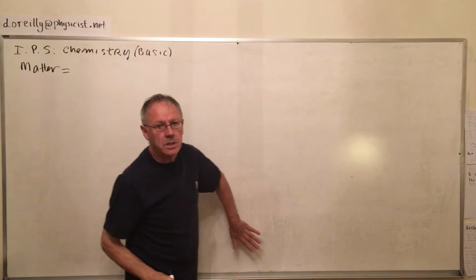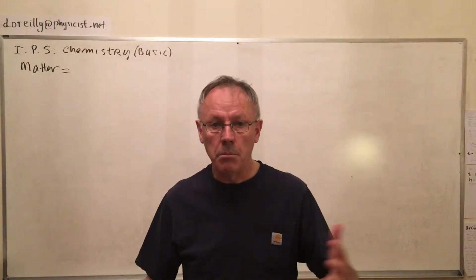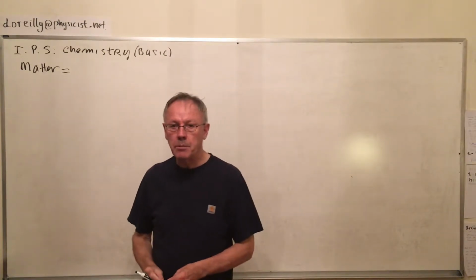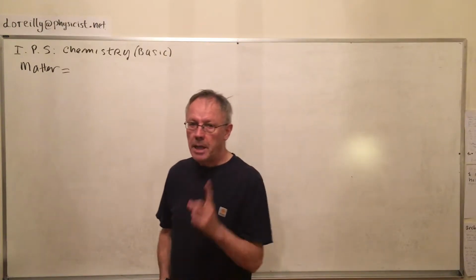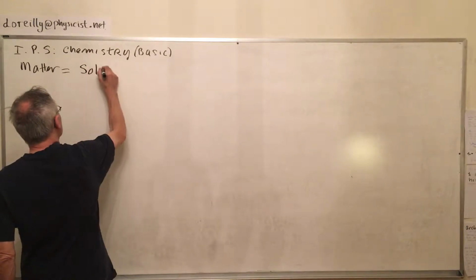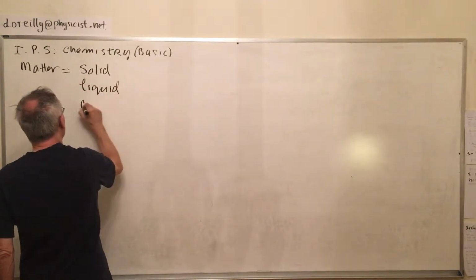What is matter? It's the stuff of the world. We're going to lead up to the idea of elements, by the way, and how they combine to make all the things in the world. You'll find that the world is much simpler than you think. So matter, whatever it is, comes, depending on the temperature, in either solid form, liquid, or gas.